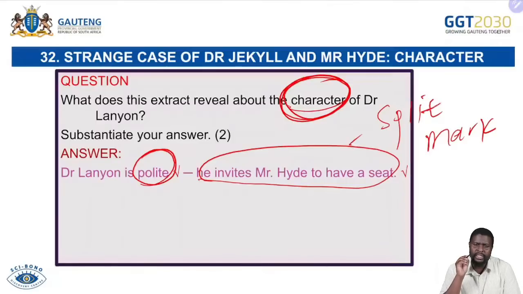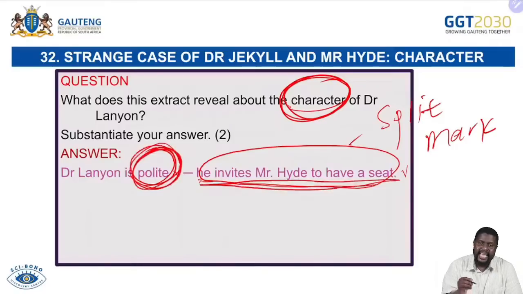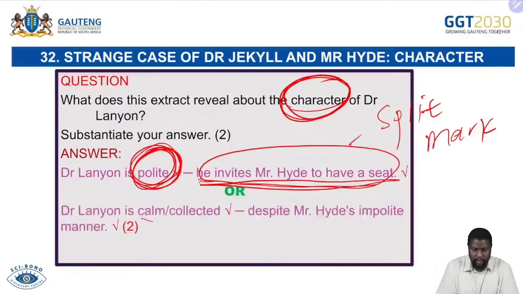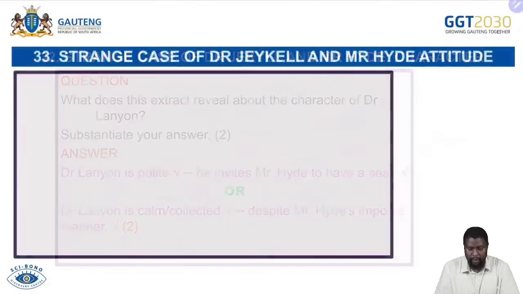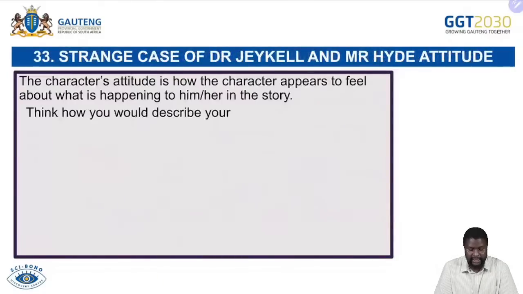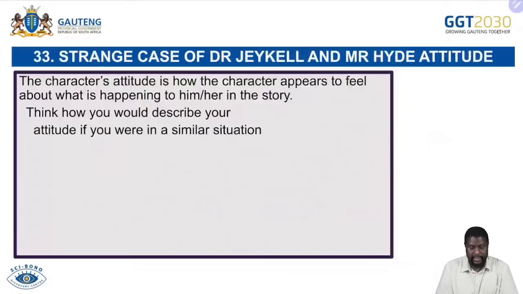The character trait question, the state of mind question, you will see. You give us the emotion or you give us the description, the character trait, and you explain it or you give us an example. What does the character do in the story that supports the description that you have given? Descriptive words to answer a character trait question. Or he is calm and collected despite the impolite Mr. Hyde. Right. Character attitude is how the character appears to feel about what is happening in the story, and this describes it in a similar situation.